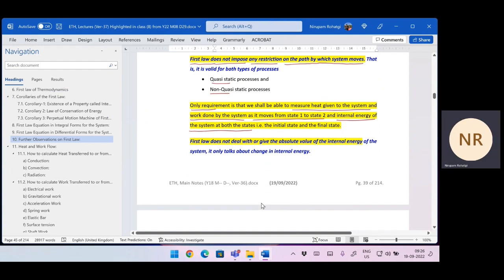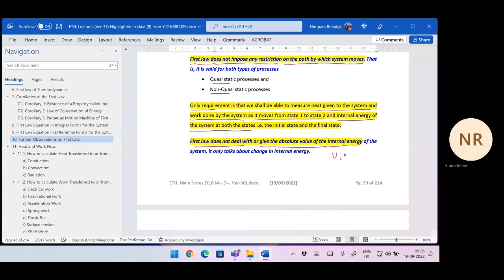Then another thing: the first law does not deal with or give the absolute value of internal energy. In the first law, nowhere are we talking about U or E. We talk about delta U and delta E.